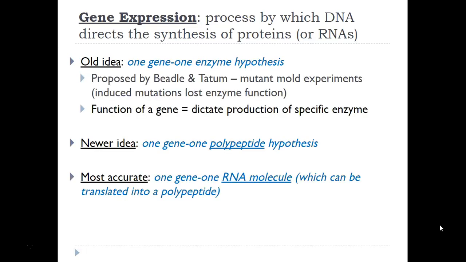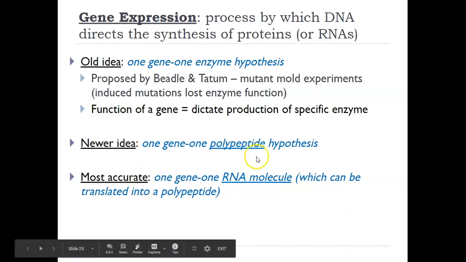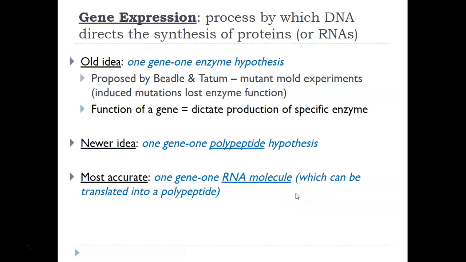So gene expression just means that it got turned on. And it used to be thought that one gene made one enzyme. But then eventually we've learned that our most accurate idea here is that one gene makes one RNA. And then that RNA molecule can then go and be translated into a polypeptide. Now, as we will learn later, that RNA molecule can actually make many polypeptides depending on how we put it together.